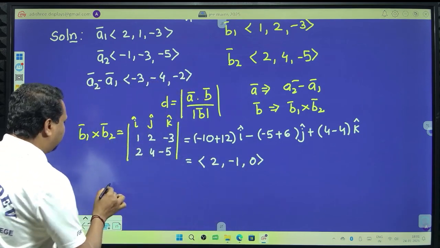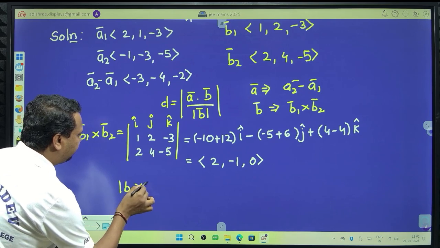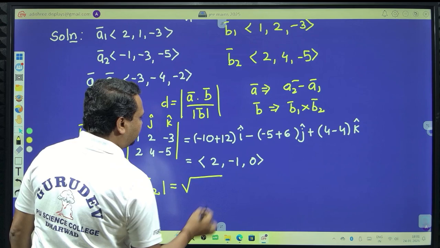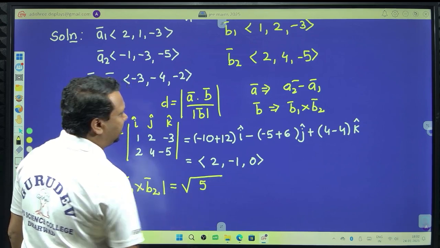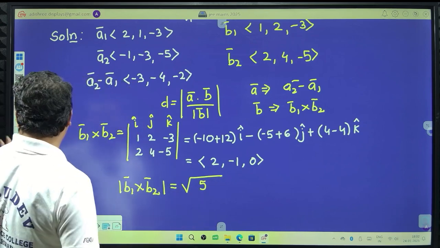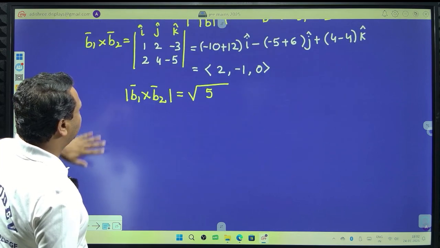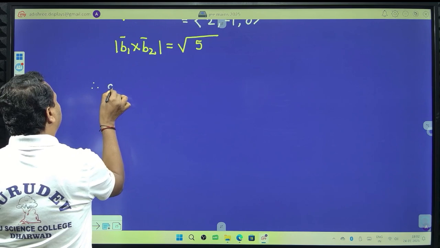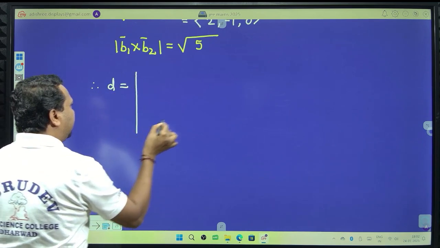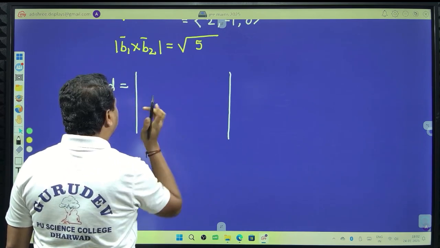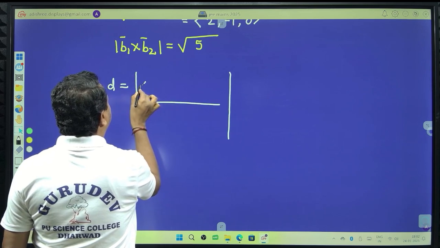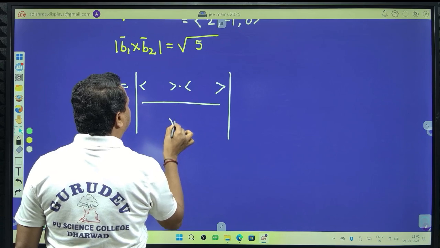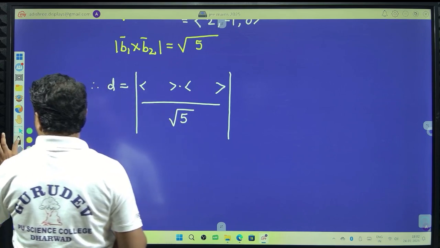Therefore, what is B1 cross B2? Magnitude of B1 cross B2, 4 plus 1 will be 5. Done? Right? Therefore, the shortest distance is equal to the modulus of A2 minus A1 dot B1 cross B2, divided by the magnitude of B1 cross B2. Done. Let us understand this.